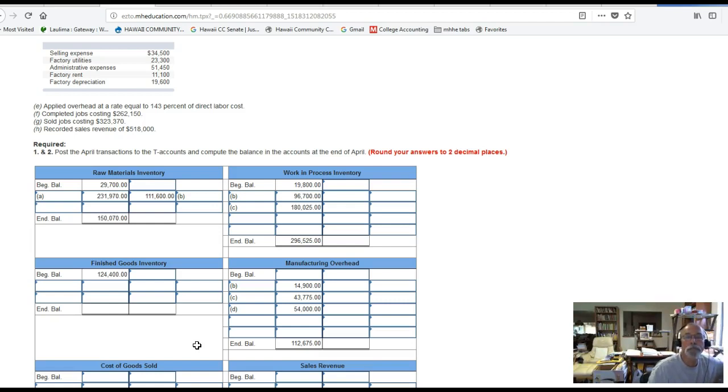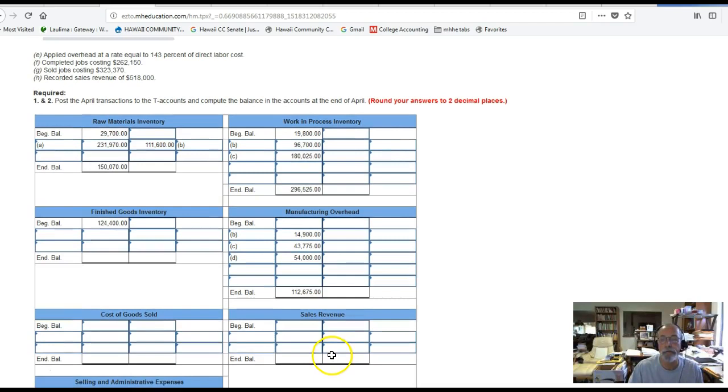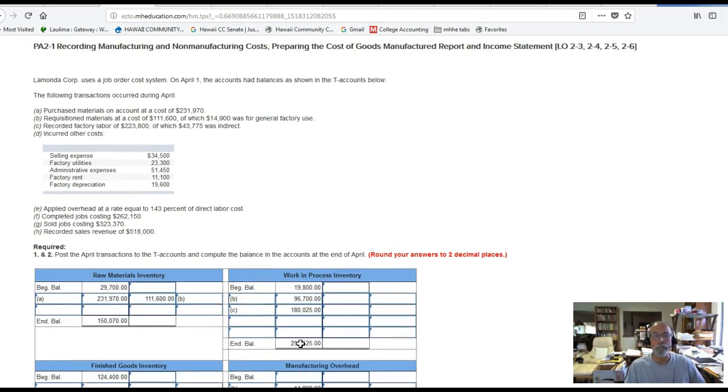and 51,450, 85,950. And again, our credits would be to various accounts. Could be accounts payable, maybe cash for some, and maybe some other liability accounts for the credits to record that transaction.